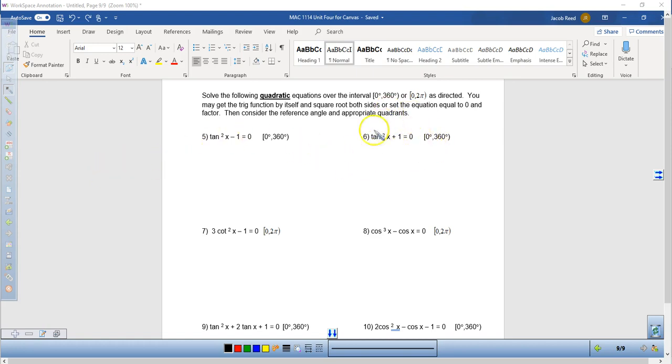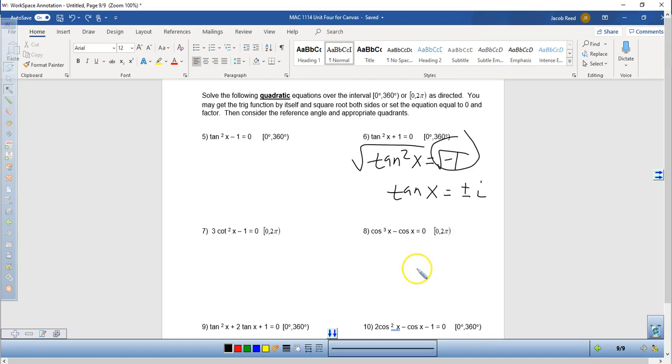All right, here, number 6, we're going to subtract 1, so tangent squared of x has to equal -1. Take the square root. Well, here's the problem right there. Tangent of x has to equal plus or minus i. At this point, you do not know how to work with trig functions and imaginaries, so therefore this is not possible.